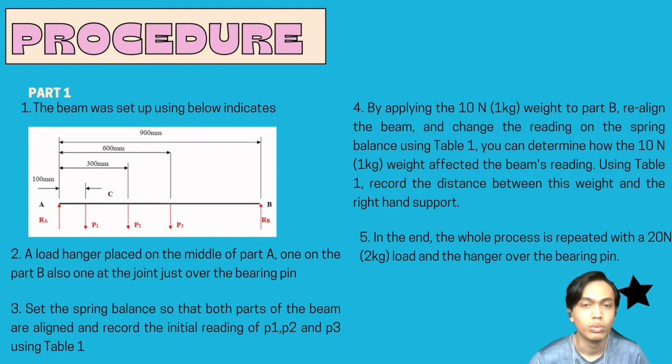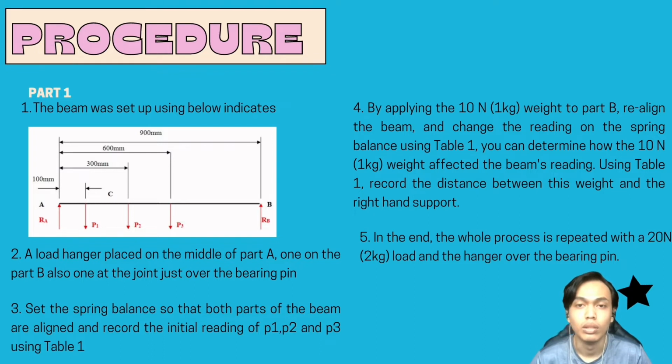So after we set up the beam, a load hanger we place on the middle part of A, and then one on the part B and one at the joint just over the bearing pin. Then the third step is to set the spring balance so both parts of the beam are aligned and record the initial reading of P1, P2 and P3 using table 1.